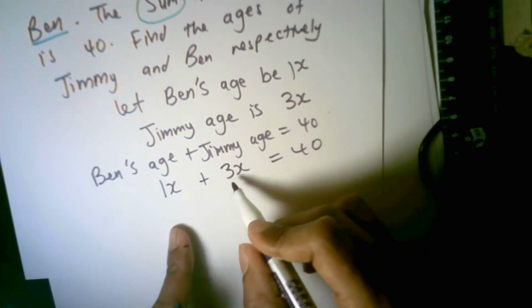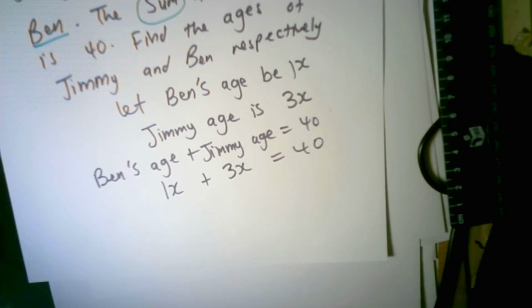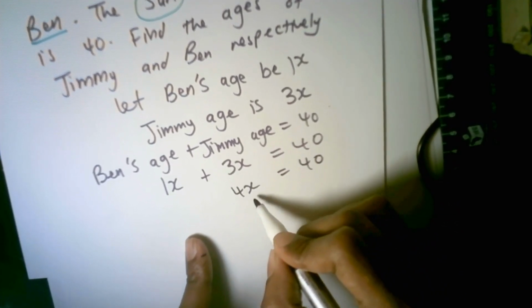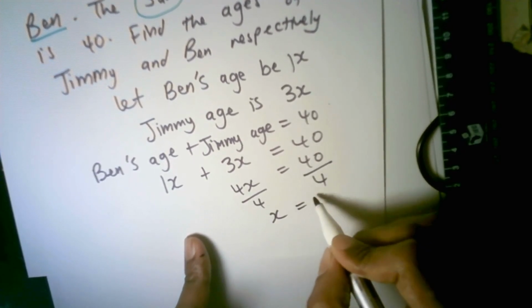So these two are like terms, 1x and 3x. Why are they like terms? They have the same variable and they have the same exponent. So 1x plus 3x is 4x is equal to 40. I divide the left-hand side by 4, the right-hand side by 4, x is equal to 10.